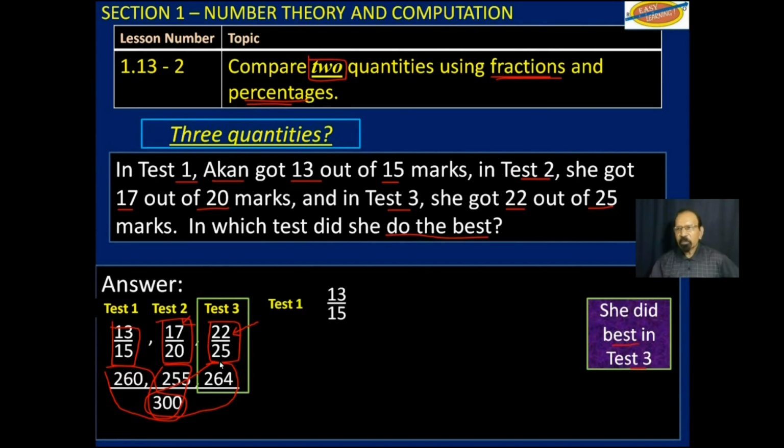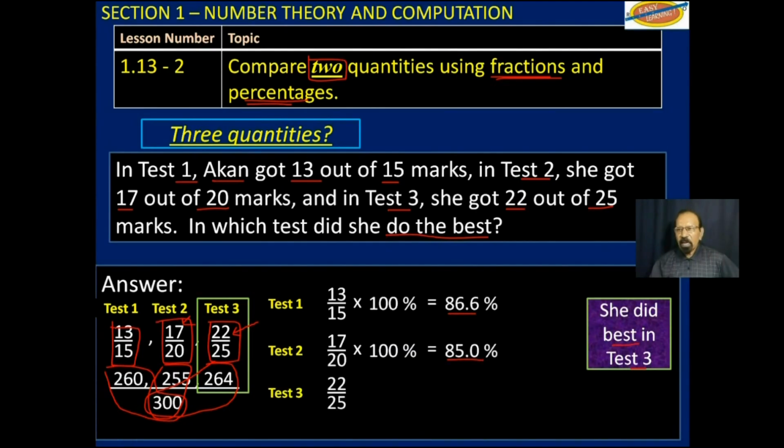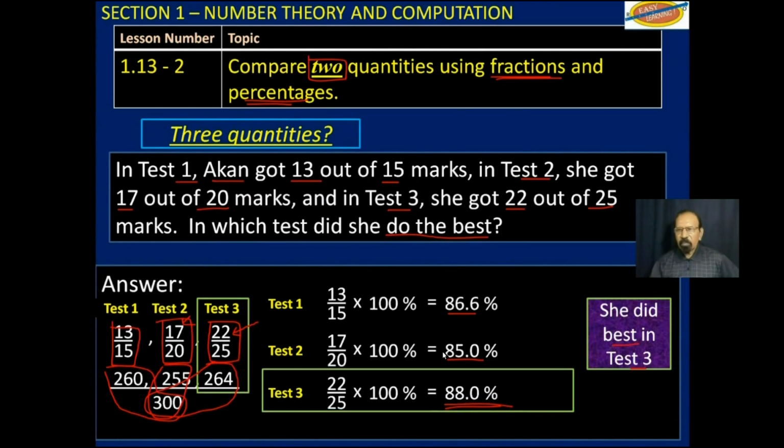Let's work the percentage rate. We will take these fractions and carry them to percent. Multiply by 100, you get 86.6. Test 2, 17 over 20, and you get 85.0. And test 3, 22 over 25, and you get 88.0. So whether you go by the fraction or the percent, you can see that she did best in test 3.